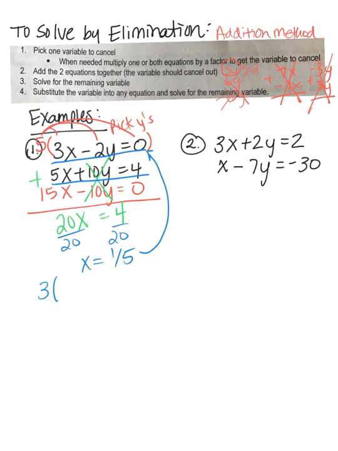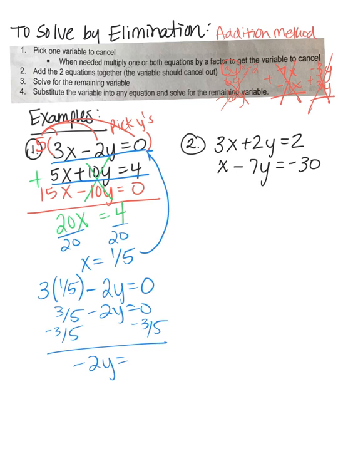So I'm going to say 3 times my 1/5 minus 2y equals 0. Okay. So I'm going to have 3/5 minus 2y equals 0. I'm going to subtract that 3/5 to the other side. And then I'm going to divide by a -2. So I get positive 3/10. And again, since my original answer was in a fraction, I'm going to leave my second variable in a fraction. Doesn't matter, it is up to you.